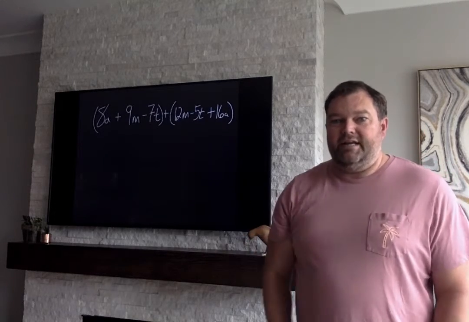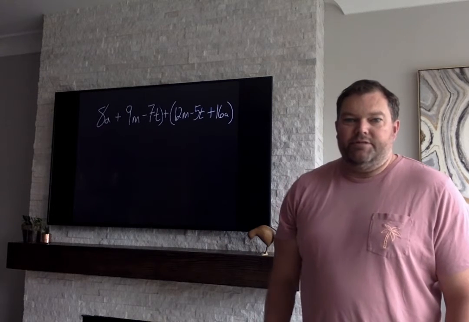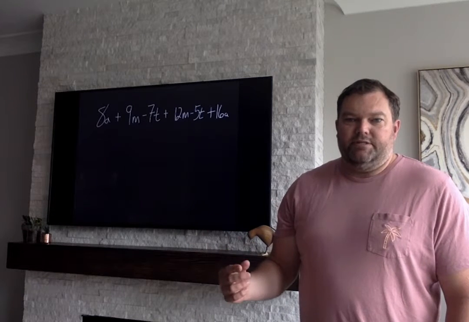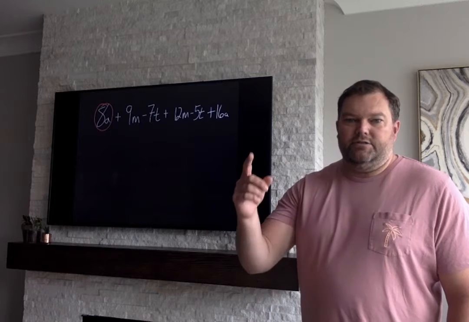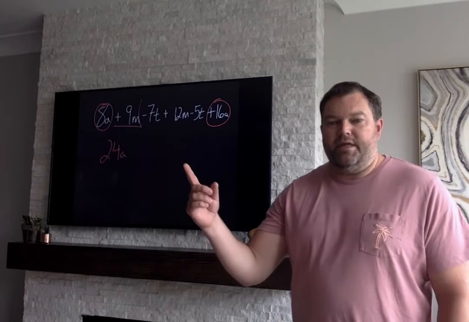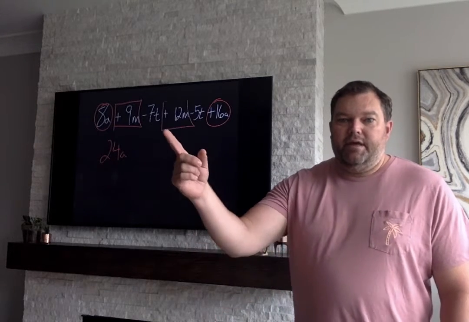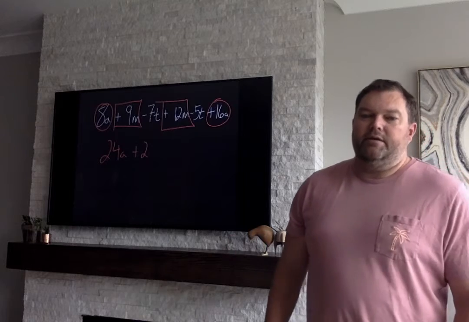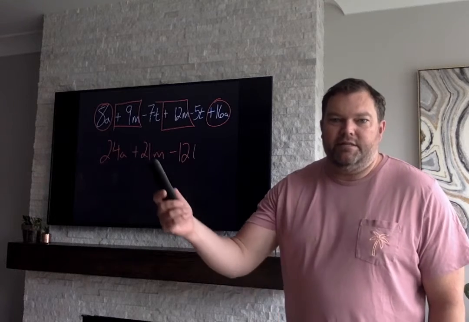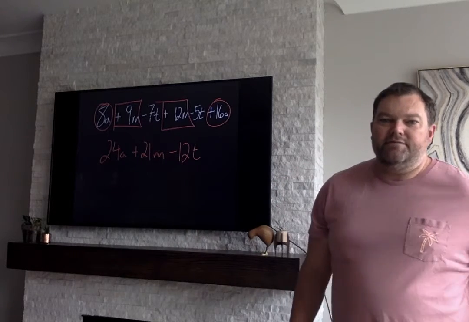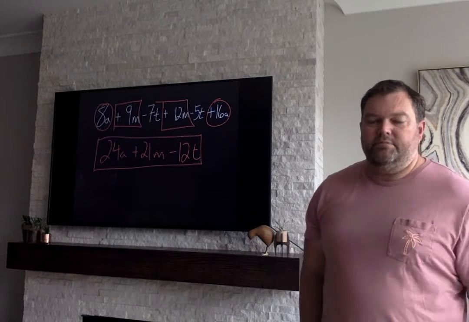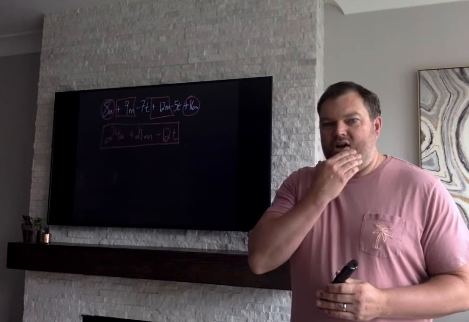The good news is when you're adding, you actually don't need those parentheses. So I'm going to go ahead and erase those. And now it's about just combining the like terms that we see here. So 8a is going to be able to combine with the positive 16a and make 24a. And then the positive 9m and the positive 12m is going to make positive 21m. And then the last part, which I didn't circle or box in, is negative 7t and negative 5t, which makes negative 12t.